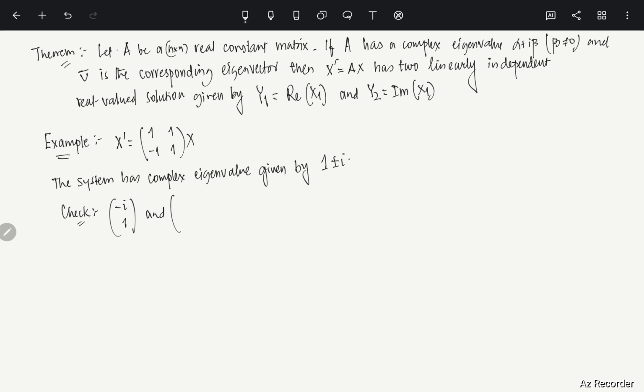For 1 plus i, it should be this, corresponding to lambda equals 1 plus i, and corresponding to lambda 1 minus i, the sign should change. So this is corresponding to 1 minus i. Please check this part, I'm not 100% sure it should be the case. But anyway, you do understand the concept, right? Please do this part yourself. These are the corresponding eigenvectors.